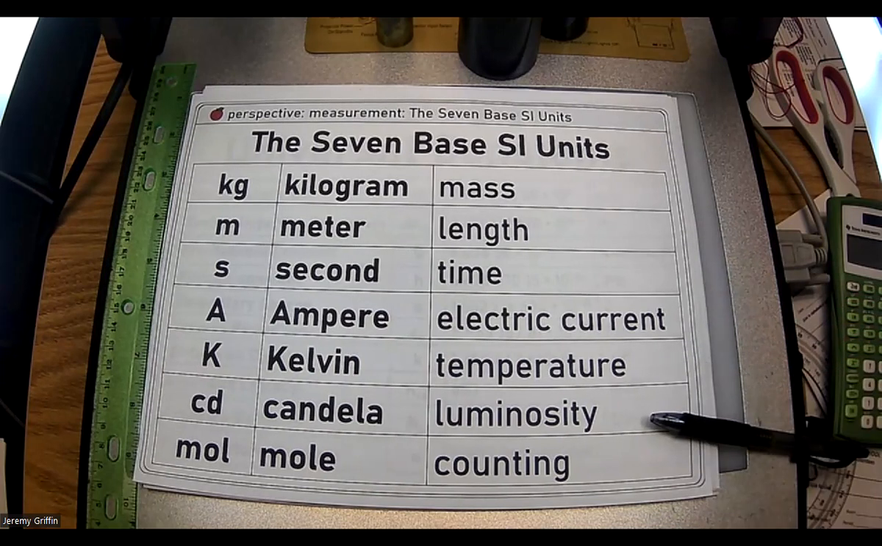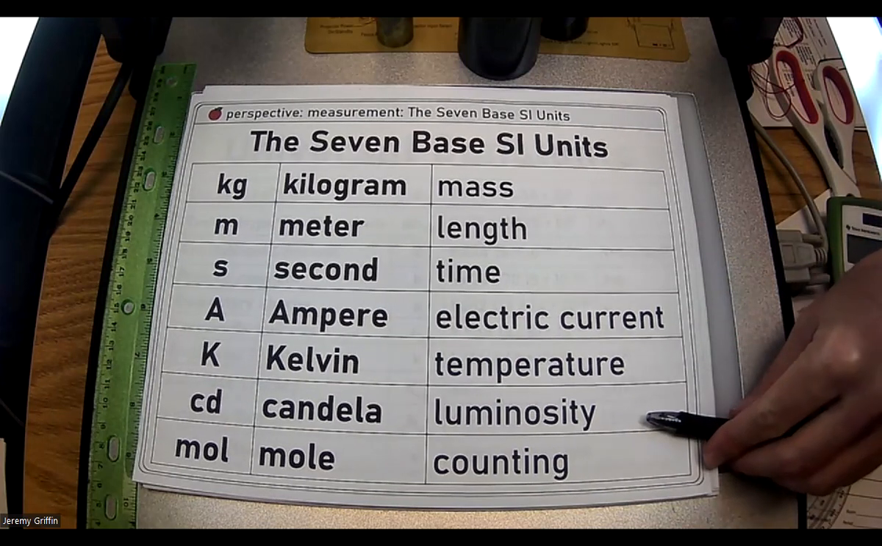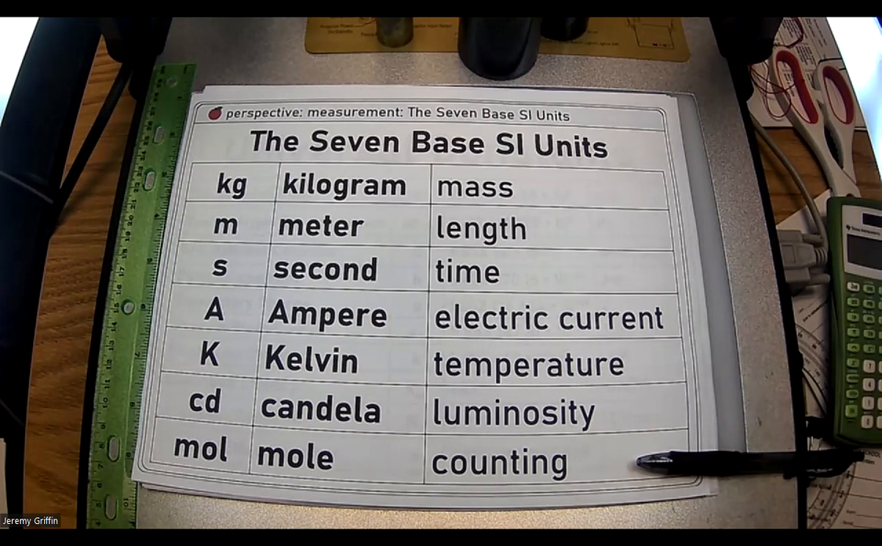Ooh, how bright is that star in the sky? Was it always that bright? Is it going supernova? Is it blowing up? What's going on with that star? How can I quantify that? I might need something like candelas for luminosity to measure that. And if you're coming from chemistry, mole is just a really big number. So I don't know if that one even counts, but it's just like counting things, right?